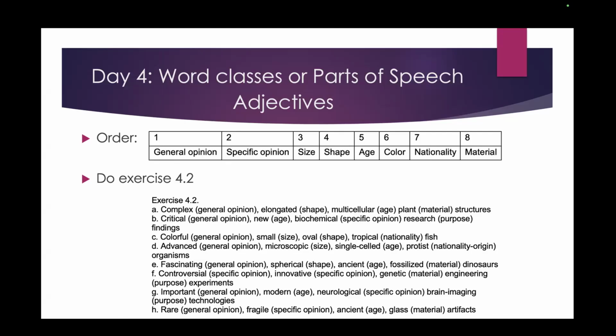Tomás: Yes, please, can I make a comment? Yes, you can. There is a mnemonic called OSASCOMP for the order of adjectives. O for opinion, S for size, SH for shape, C for color, O for origin, and M for material. I don't remember the last one, that is P. But it's a mnemonic that helps you to remember OSASCOMP.